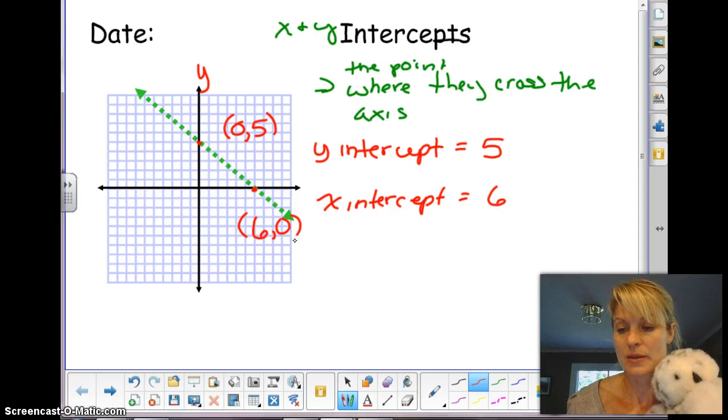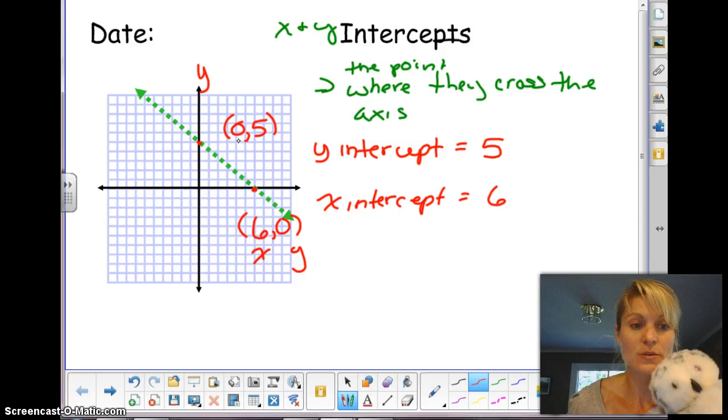So if you think about this, here's my x and here's my y. The x-intercept has to have a number in the x position because we're telling it what place it crosses the x-axis. The y should always be 0, okay? Because if y isn't 0, it's not on this x-axis. It's up here or down here, right?